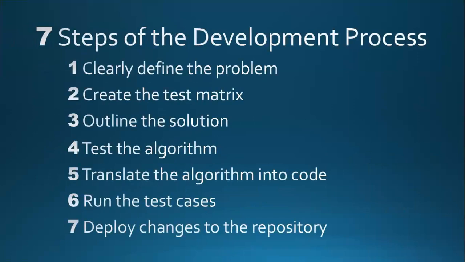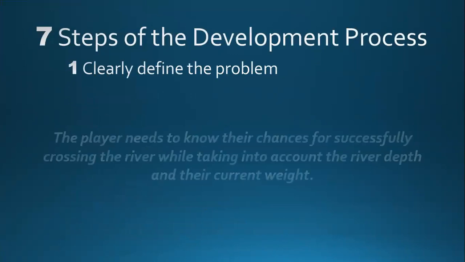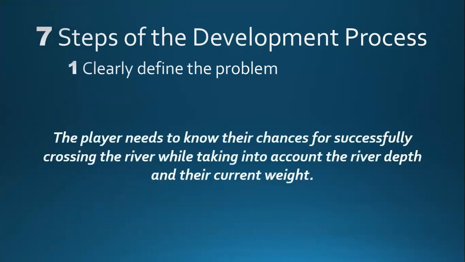The 7 steps to the development process is a system designed to take problems or tasks and create solutions that we can ultimately push to our end users. In step 1, we want to clearly define the problem. What is it we need to accomplish? Using a team assignment as an example, we'll tackle the problem of having a player cross a river in the Oregon Trail. To clearly define this problem, we'll state the player needs to know their chances for successfully crossing the river while taking into account the river depth and their current weight.